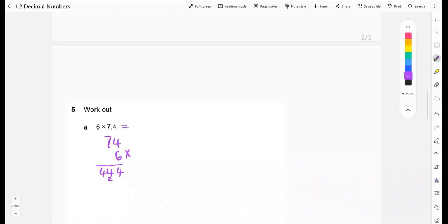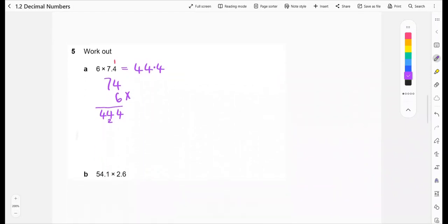And again, the strategy still remains. We count up how many decimal places we have in the whole question. So I've got 1 digit after the decimal place there. So therefore my answer should also have 1 digit after the decimal place. Notice in my working, I did not include a decimal place at all, because I didn't want to add any confusion.